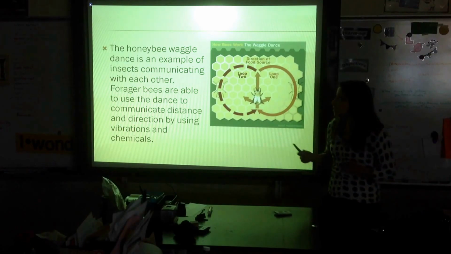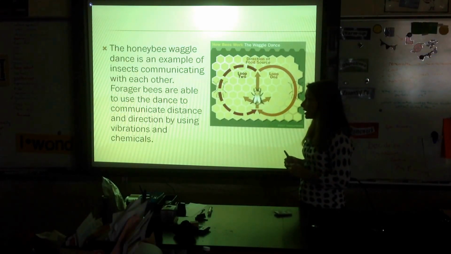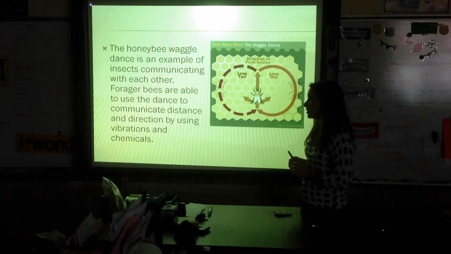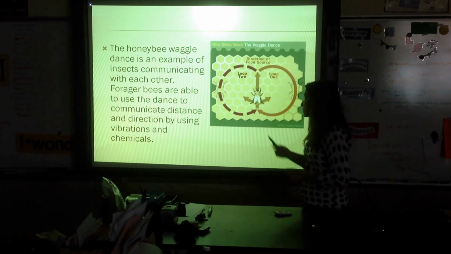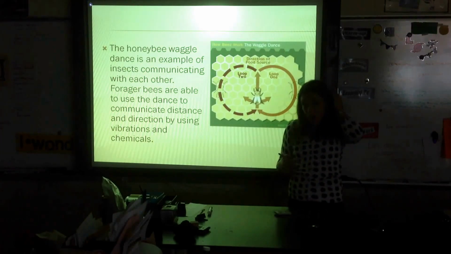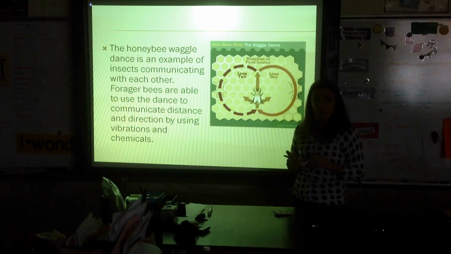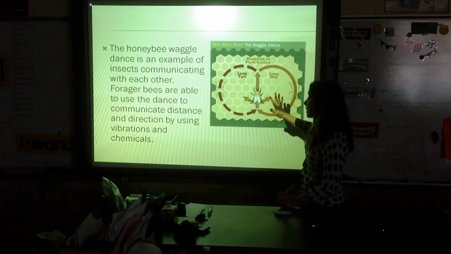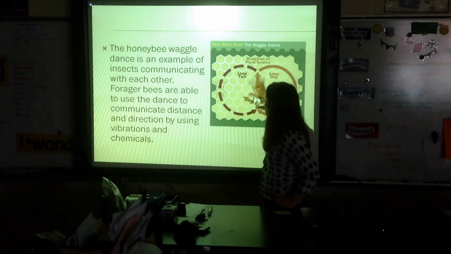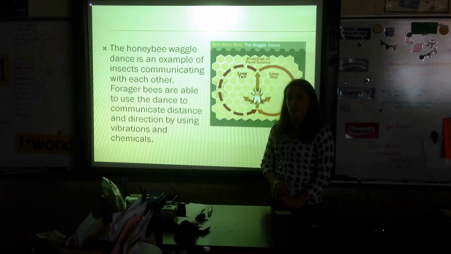The other example is the honeybee waggle dance. It's an example of insects communicating with each other. Forager bees are able to use the dance to communicate distance and direction by using vibrations and chemicals. So when a honeybee is out finding flowers, it comes back to the hive. And it wants to tell the other bees where to go to find those flowers. And so it performs the waggle dance. It uses direction to tell them where to go to find the other honey.